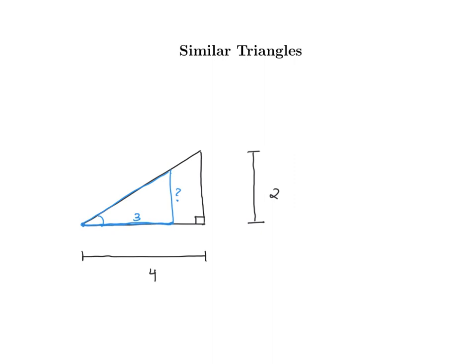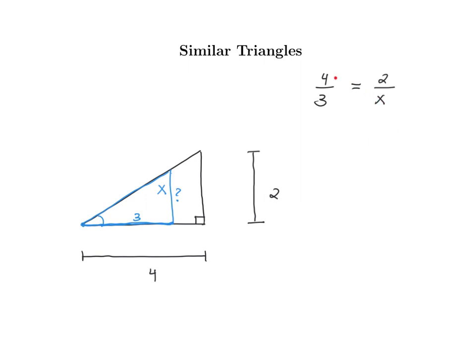So the way I think I'll do it is I'll say 4 is to 3, so I'll put that as 4 over 3. That is equal to 2 over whatever this side's equal to. And I think I'll label this side here that we don't know, I'll call x. So it's equal to 2 over x. That is the ratio of this side to this side is equal to the ratio of this side to this side. Now we can solve this equation for x by cross multiplying.